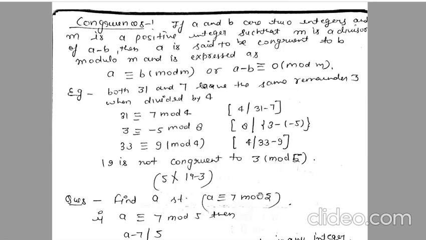So these are the examples of congruence, how we will write these numbers in the congruence form. That means if A is congruent to B modulo M, or A minus B is congruent to 0 modulo M, then M has to divide A minus B, right? Then it is true, otherwise it will not be congruent, whatever is given, right?